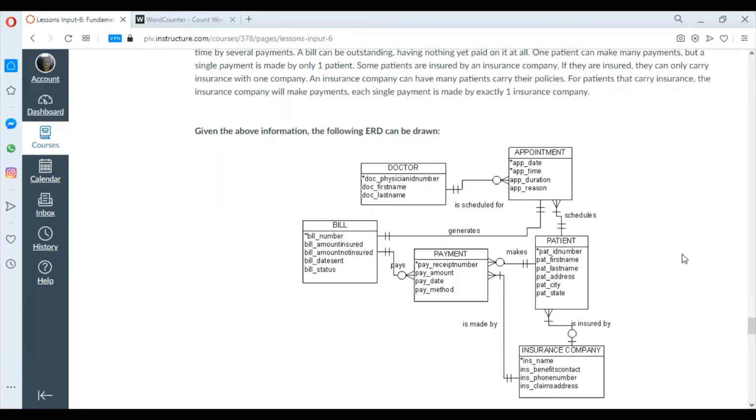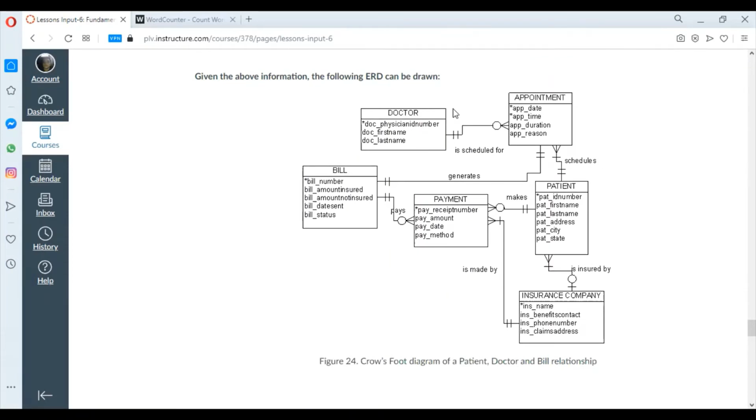We just plotted them in one diagram. Okay? For example, one doctor is scheduled for zero or many appointments. One appointment generates one bill. One bill pays zero or many payments. Zero or many payments make, or are made by, one patient.